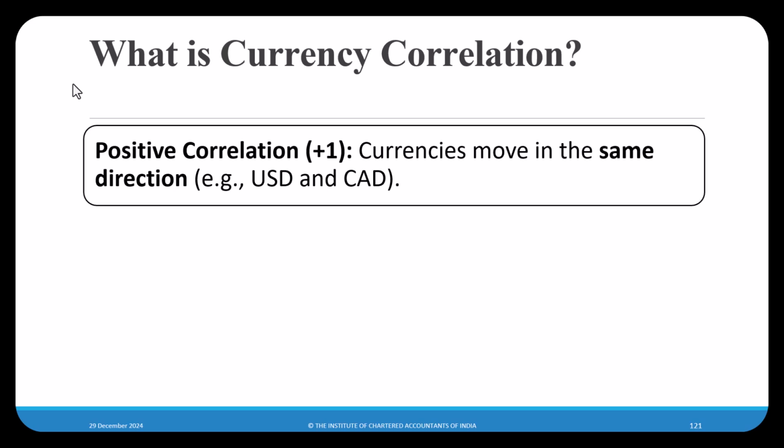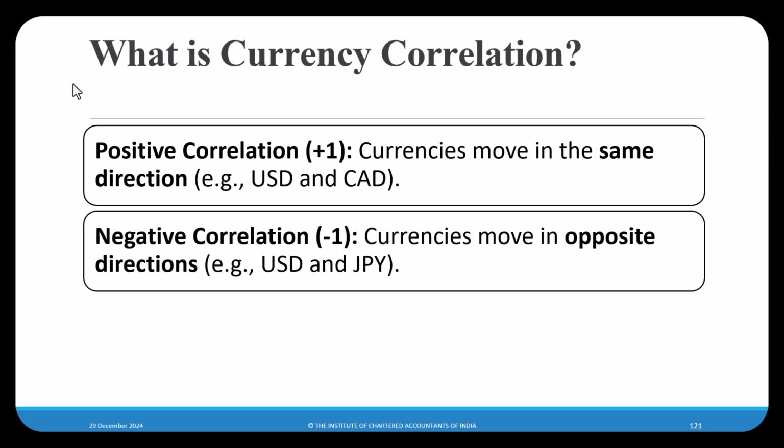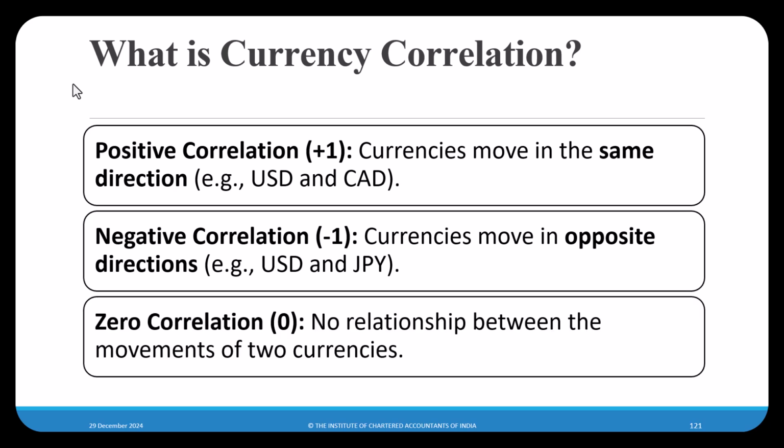Positive correlation, +1. Currencies move in the same direction, like the US dollar and Canadian dollar. They have virtually a +1. Negative correlation: currencies move in the opposite direction, like the US dollar and Japanese yen. Of course, this is over time. Okay, fine. There's something called the dollar index, which I'll share the concept of shortly.